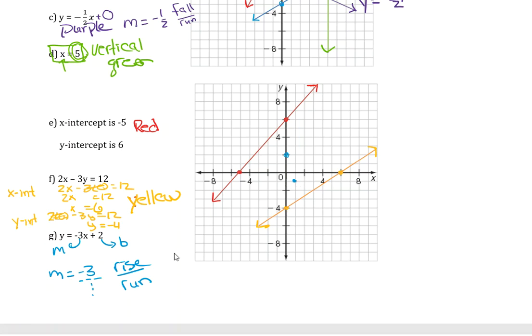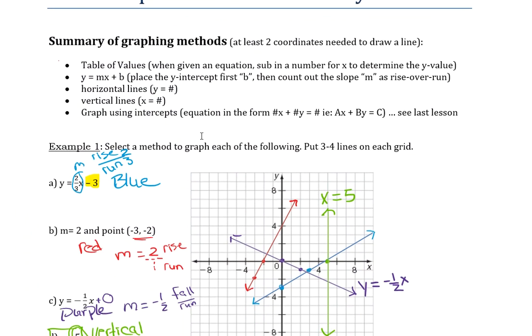And then I'm going to put a dot there, and this one, of course, will be in blue. So the only method we really didn't fully use was the first method, the table of values. But you have previous notes on how to do a table of values. You can review that at any time.